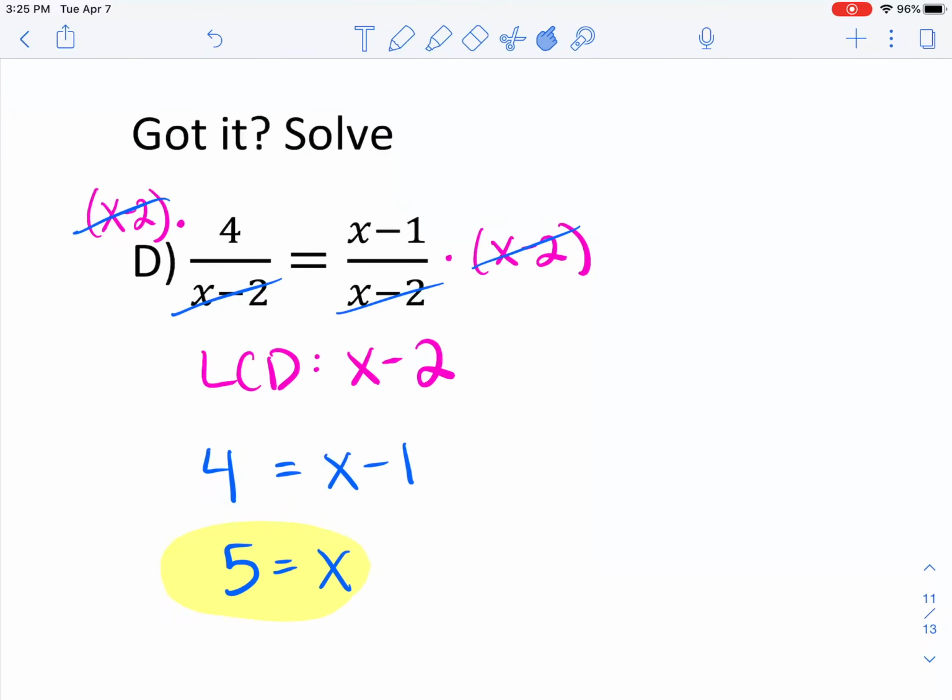If we look at D, our LCD is x minus 2. So you're going to multiply both sides by x minus 2, which cancels out the denominator. So the new equation is just 4 equals x minus 1. Add 1 to both sides, you get x is 5.